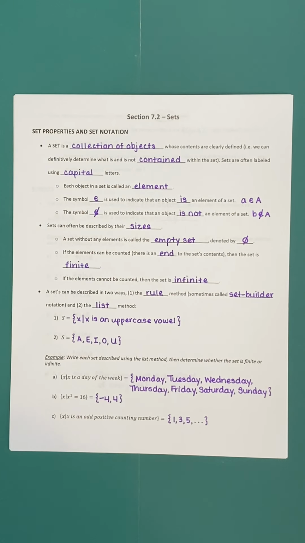In this video, we're going to introduce some of the fundamental concepts associated with sets. So a set is a collection of objects whose contents are clearly defined. In other words, we can definitively determine what is and is not contained within the set. Sets are often labeled using capital letters.